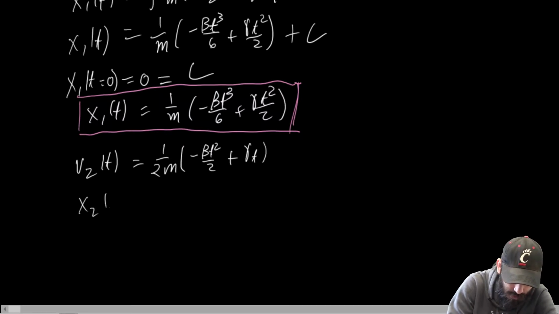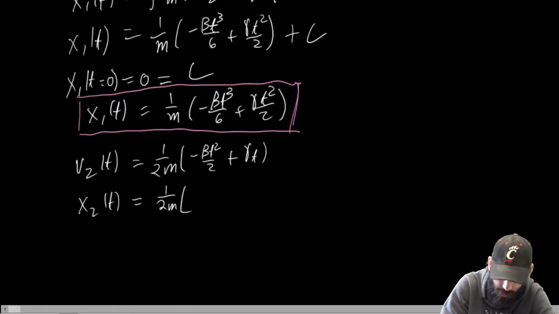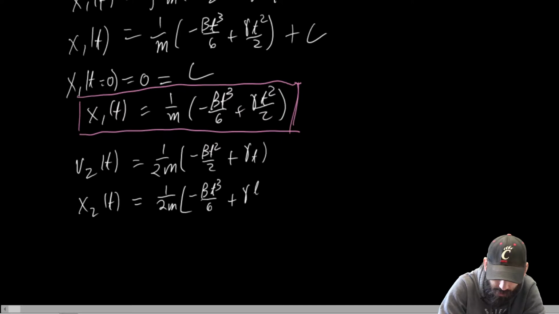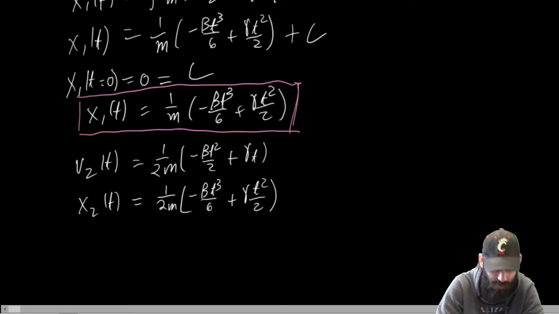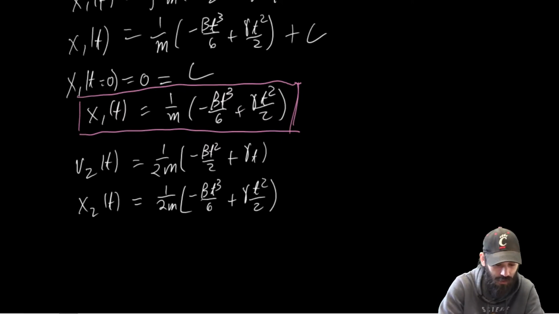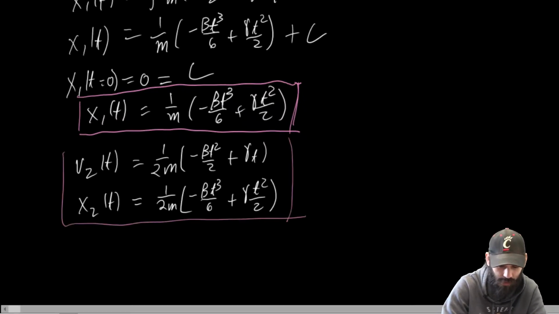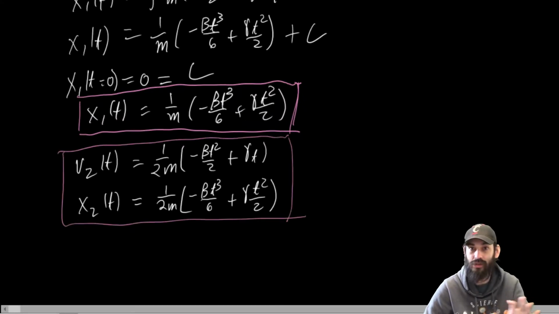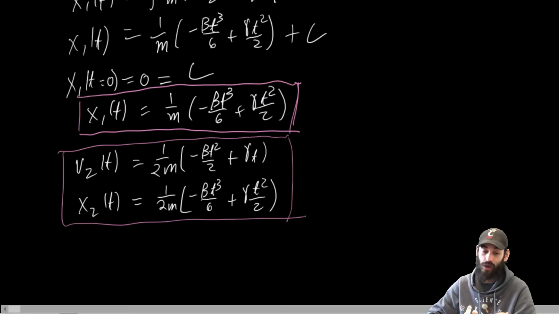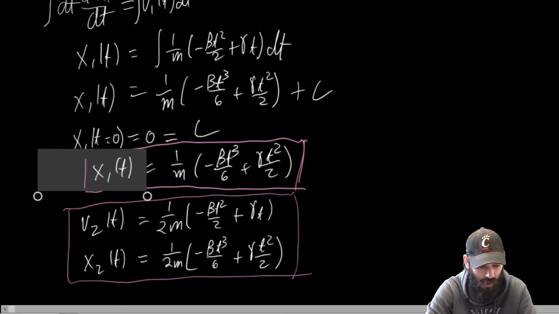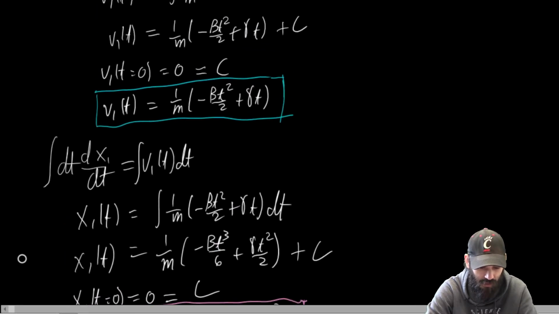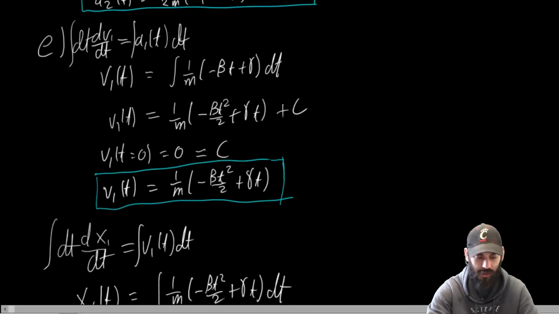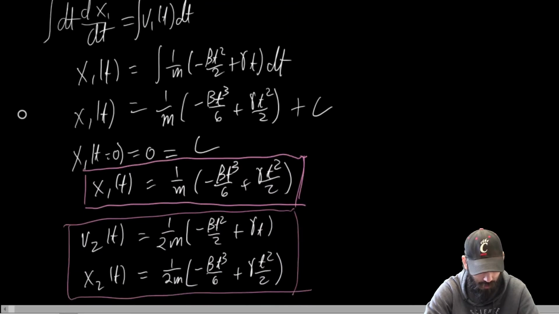And x2 of t is equal to 1 over 2m times minus beta t cubed over 6 plus gamma t squared divided by 2. Okay? So these are our equations. If you don't trust that calculation that I did, I didn't actually do the calculation. I argued why you didn't have to do the calculation because it's just scaled by a constant in front. But if you don't trust the calculation, go through it yourself. Make sure that you believe that calculation.